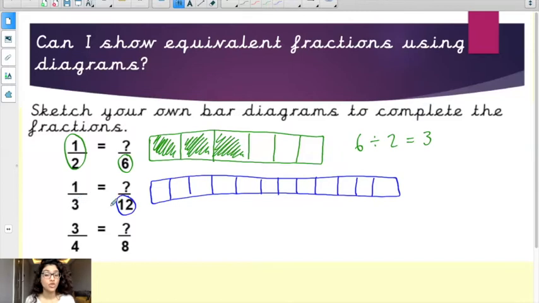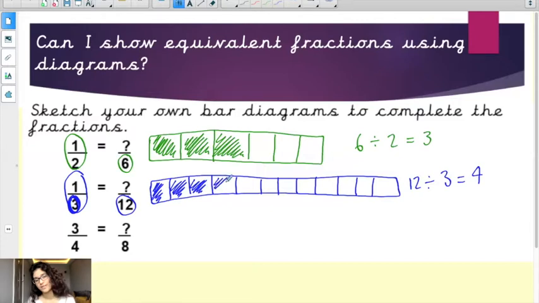And we need to show this bar as being shaded in by a third, okay? When you have to show it by a third, look at the denominator for your first fraction. It's 3. That's what you have to divide 12 by. 12 divided by 3. So how many 3s go into 12? 4. So that means that you shade in 4 parts of your bar. A nice little trick there to show you.